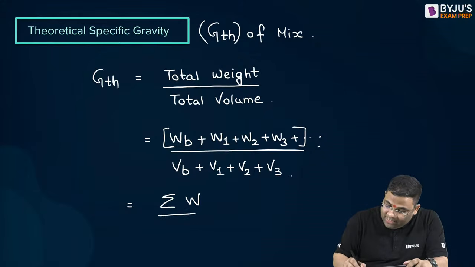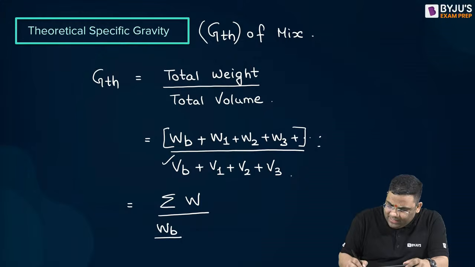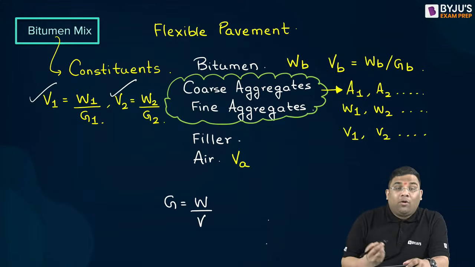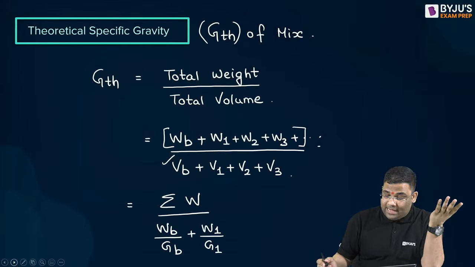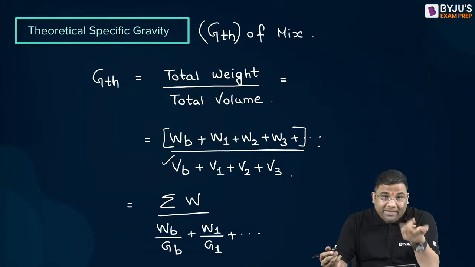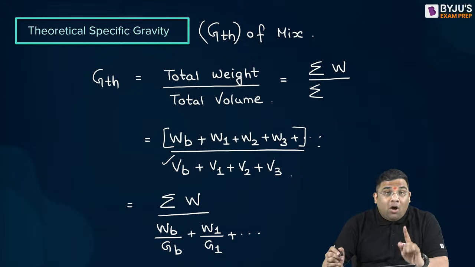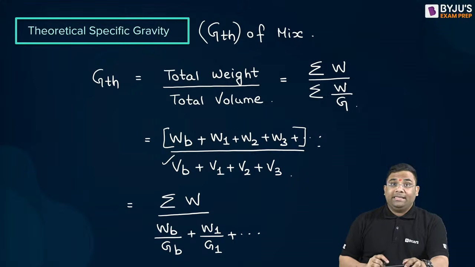Now see, when I write this volume VB, what will be VB? It will be the weight of the bitumen divided by G of bitumen, right? Then what will be V1? It will be W1 by G1. This only we saw in the previous slide, right? The volume is weight by specific gravity. So I can write like this, and then dot dot dot. So can I say this theoretical specific gravity of the mix is actually equal to summation of weight divided by what? Summation of the ratio of weight and specific gravity. Can I say like this? Yes, I can say like this.